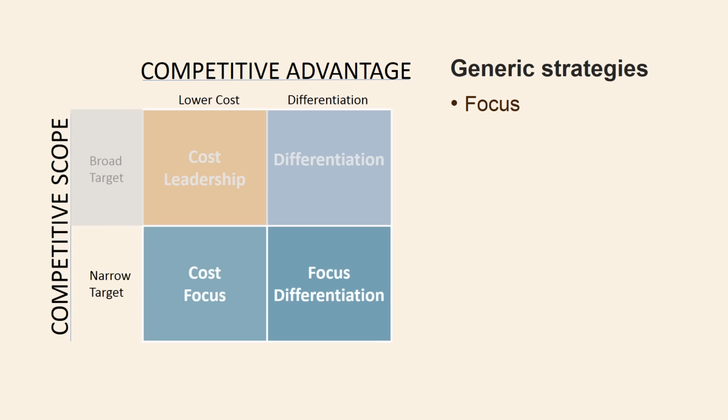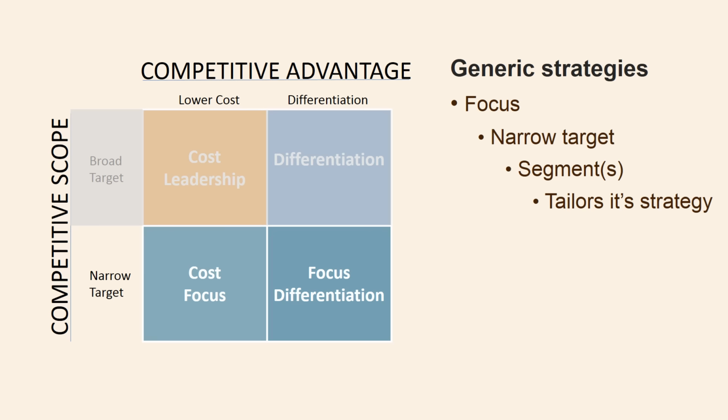Now we shall review the two focus fields. Focus strategy is quite different from the previous two because it rests on the assumption that there can be a narrow competitive scope within an industry. The focuser selects a segment or a group of segments in the industry and tailors its strategy to serving them to the exclusion of others. By optimizing its strategy for the target segments, the focuser seeks to achieve a competitive advantage in its target segments, even though it does not possess a competitive advantage overall.